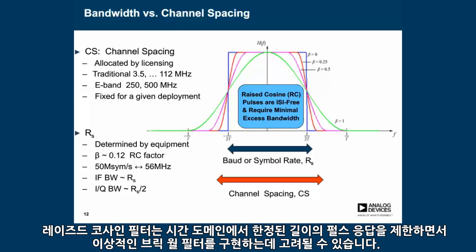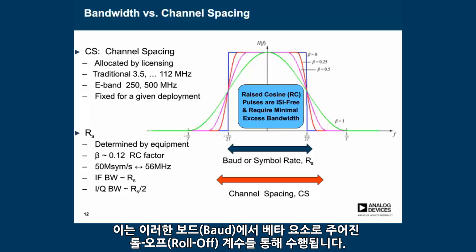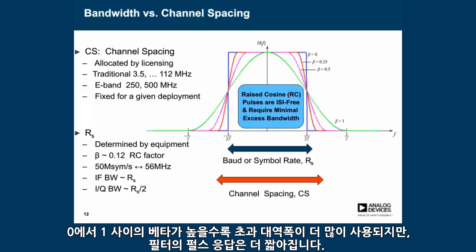The raised cosine filter can be considered a practical implementation of the ideal brick wall filter, while limiting the pulse response to a finite length in the time domain. This is done by means of the roll-off factor, given as the beta term in these slides. The higher the beta in the range of 0 to 1, the more excess bandwidth is used, but the shorter the pulse response of the filter.